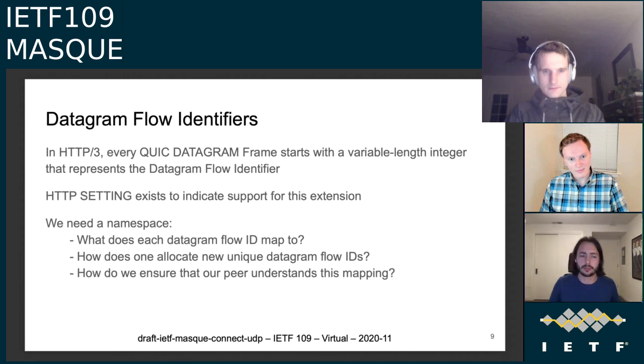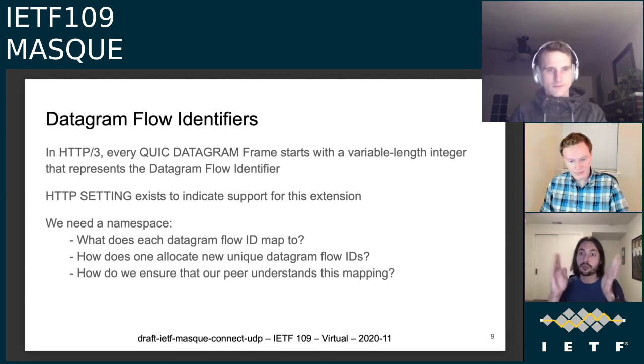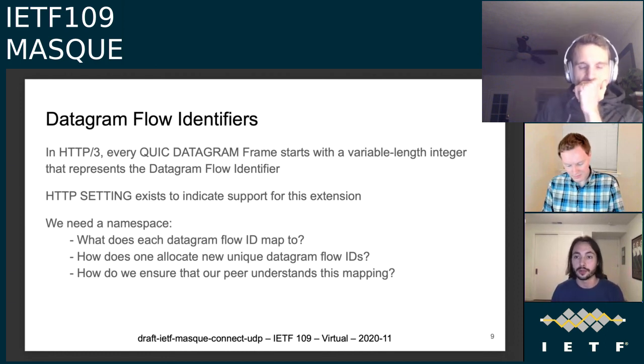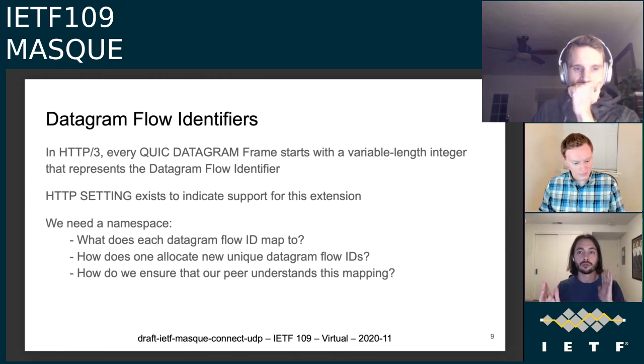So just a quick bit of background on these flow identifiers. Conceptually, datagrams at the QUIC layer don't have any kind of multiplexing information. And if you want to use them with an application protocol such as HTTP/3, HTTP/3 allows you to have two connect requests on the same connection. If you have two Connect UDP requests on the same connection, you're going to want a way to distinguish between the datagrams from one and the datagrams from the other.